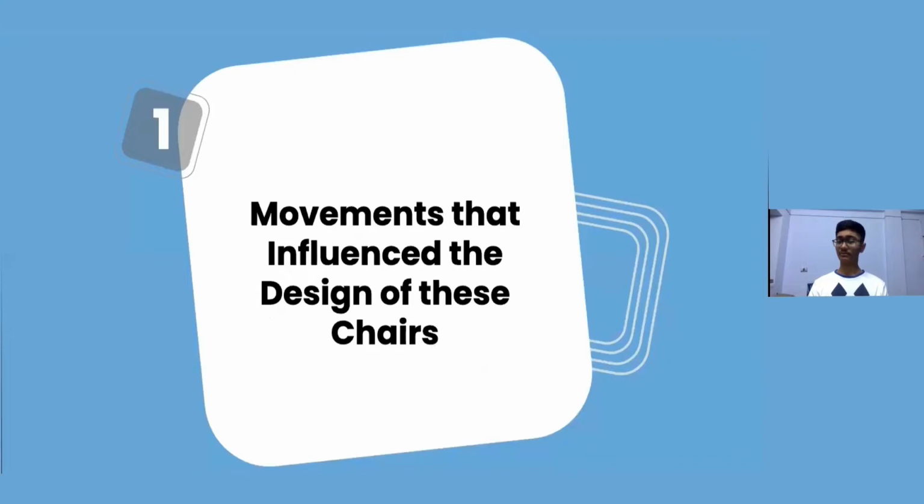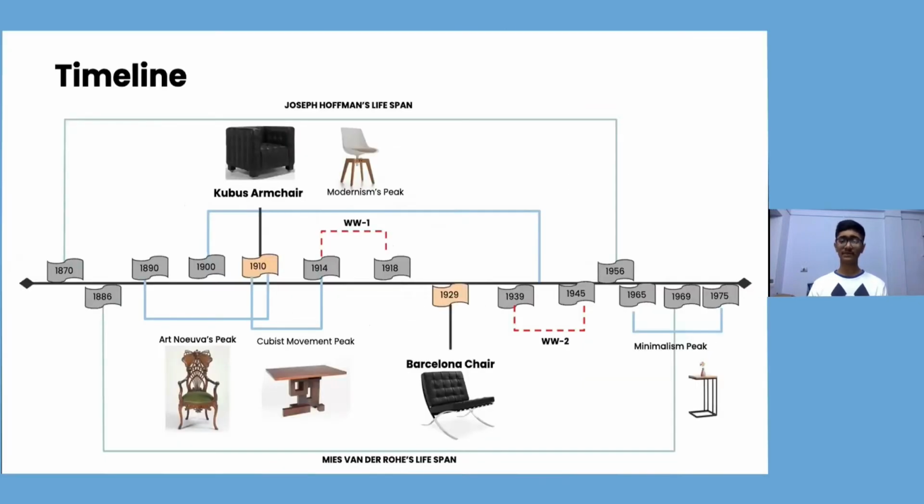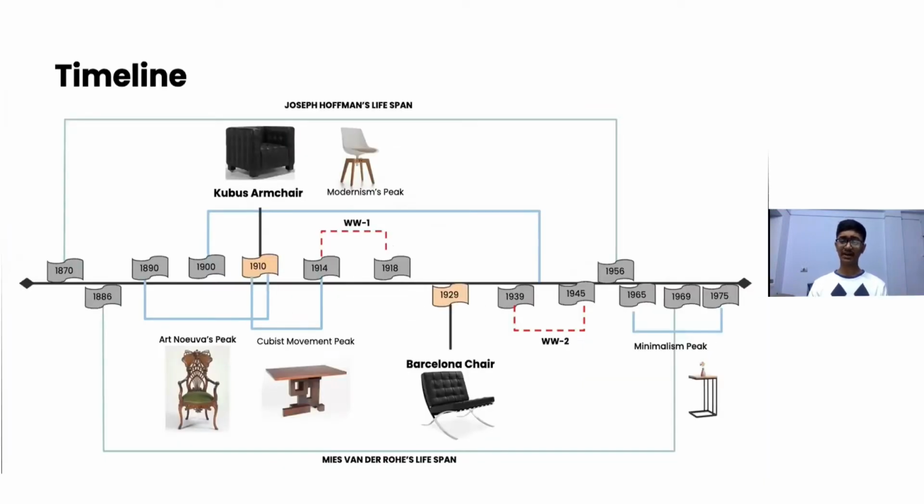The first point basing the comparison is the different art movements that have influenced the design of both the chairs in one way or the other. This is a timeline which gives us an idea of the different movements that have played a role in shaping the situation that paved the way for the birth of these chairs.